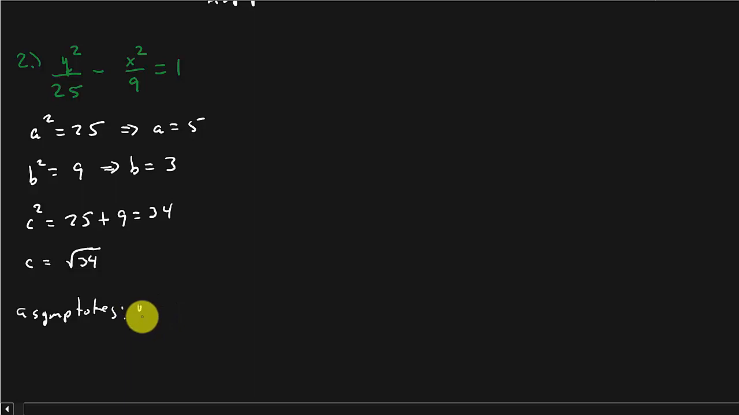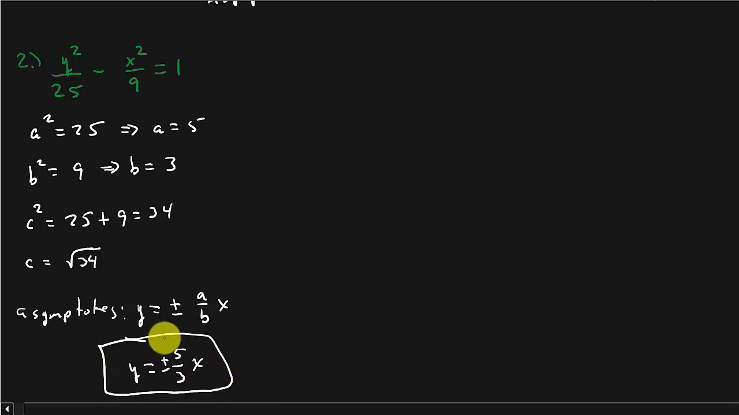So our asymptotes, that's y equals plus or minus. Now, oh, look at this. The y squared term comes first. So that's a over b x. So y is equal to plus or minus 5/3 x. There's your asymptotes right there. All right. So let's come over here.